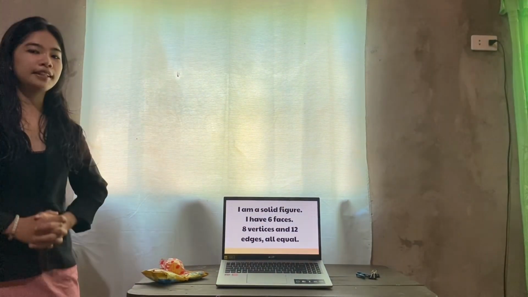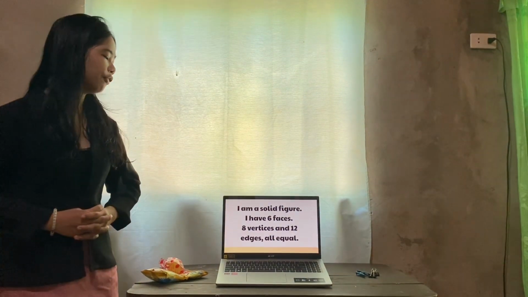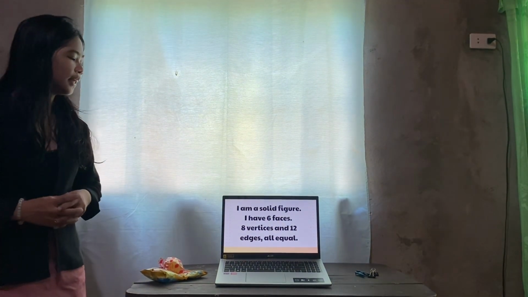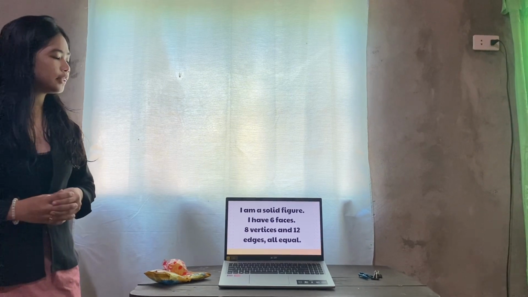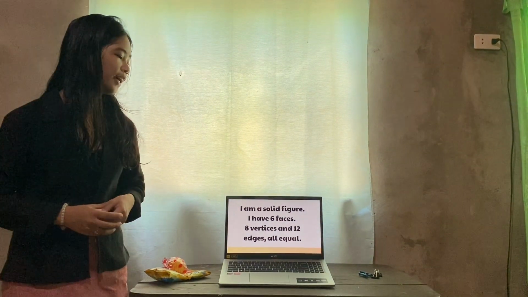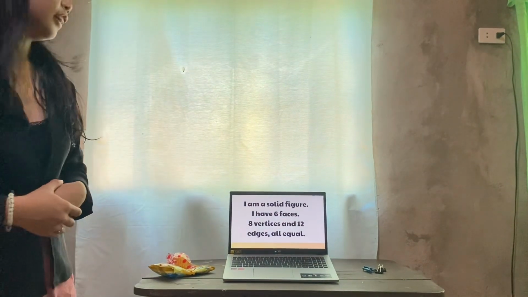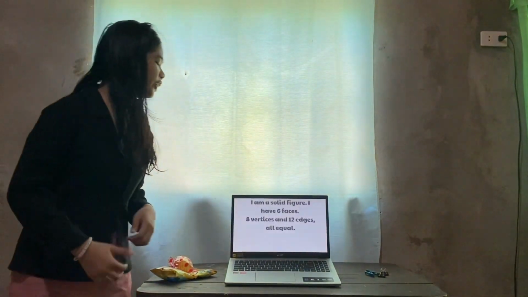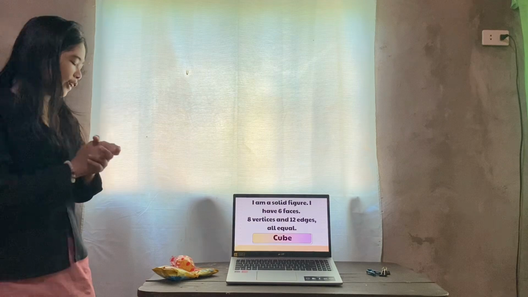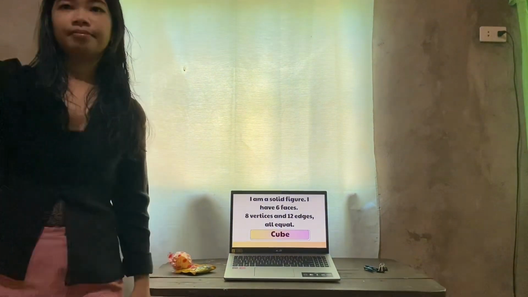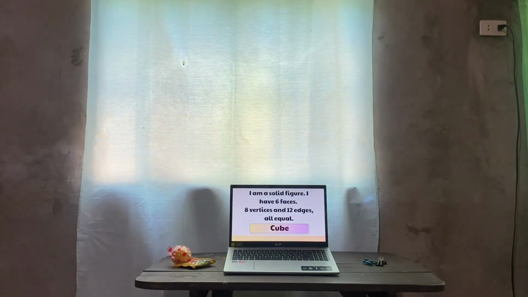And how about this one? I am a solid figure. I have 6 faces, 8 vertices, and 12 equal edges. Who am I? Yes, Fry? So the answer is cube. Very good, Fry. Here's your reward.